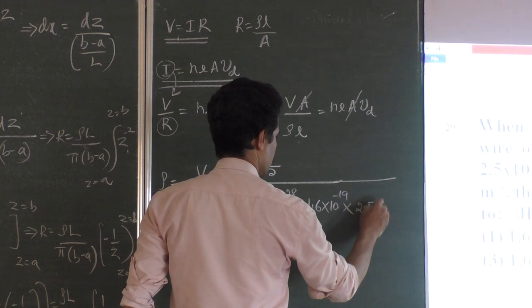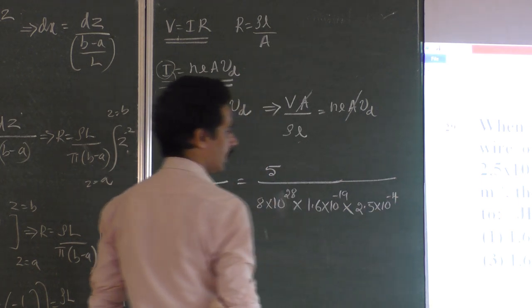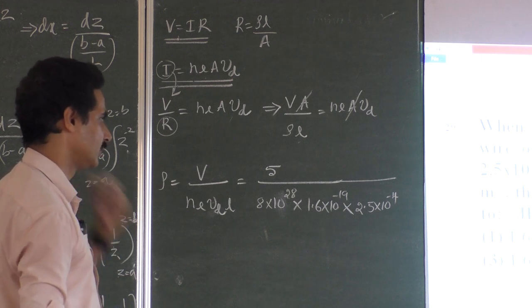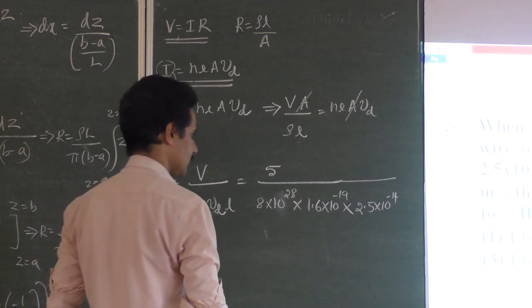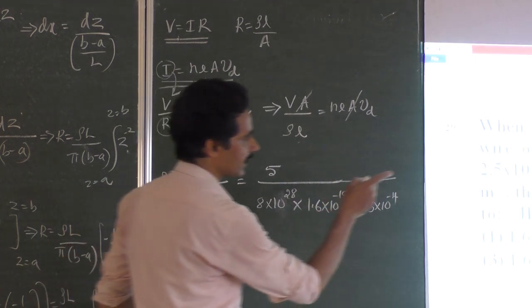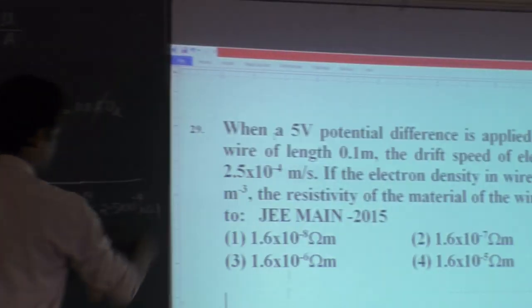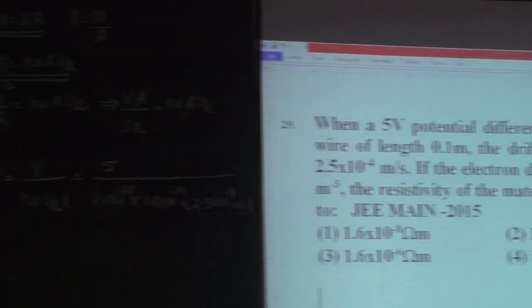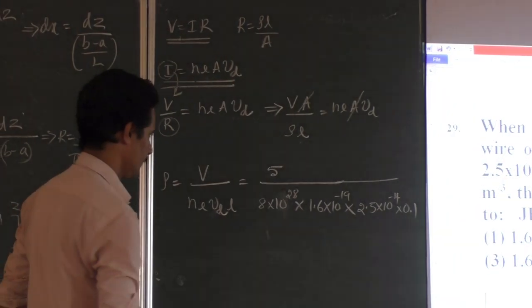You see how slow it is. Electrons are very slow, moving very slowly inside metals, because they will collide and lose the energy. Velocity is very less, 2.5 into 10 to the power minus 4. Length of the conductor is 0.1. Okay. Now, so this big number, do we want a calculator? No calculators, please. You can do this.